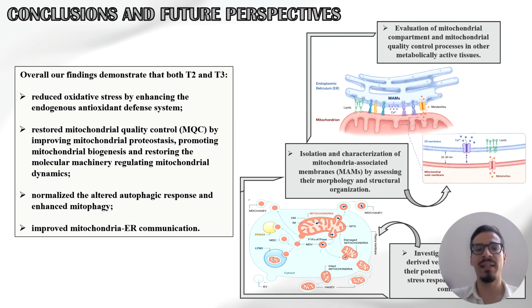In conclusion, our findings demonstrate that both T2 and T3 reduced oxidative stress, restored mitochondrial quality control by improving mitochondrial proteostasis, promoting mitochondrial biogenesis, and restoring the molecular machinery regulating mitochondrial dynamics, normalized the altered autophagic response, and enhanced the PINK1 parkin-mediated mitophagy. In addition, T2 and T3 administration also improved mitochondria ER communication. In particular, T2 emerged as a promising therapeutic candidate for type 2 diabetes mellitus, acting on the modulation of multiple components of the mitochondrial quality control system, with several effects being comparable or even superior to those of T3.